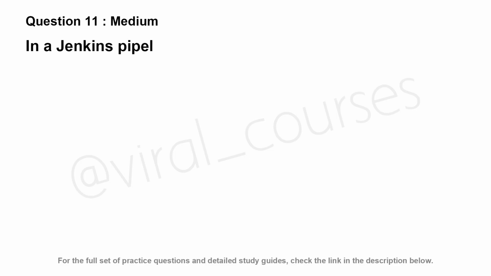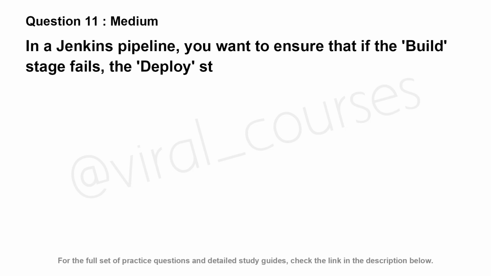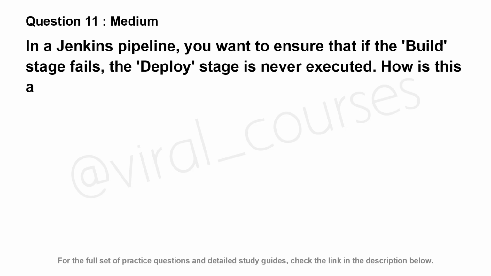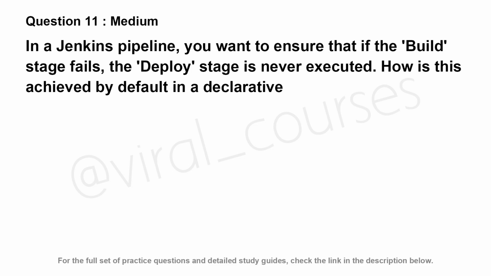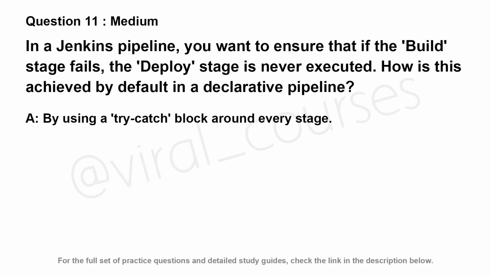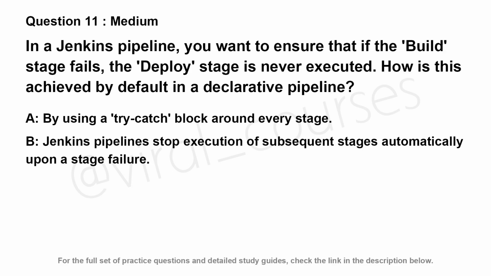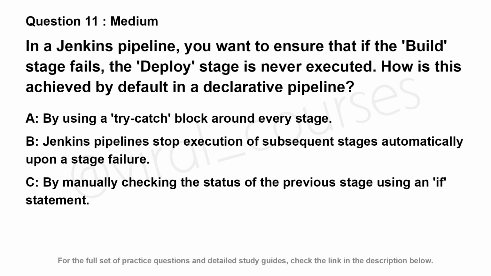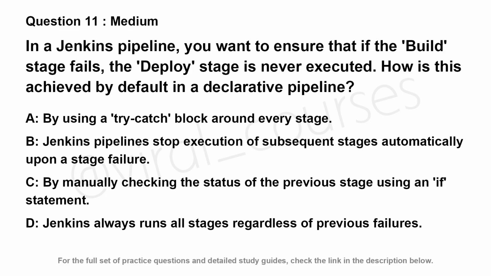In a Jenkins pipeline, you want to ensure that if the build stage fails, the deploy stage is never executed. How is this achieved by default in a declarative pipeline? Option A. By using a try-catch block around every stage. Option B. Jenkins pipelines stop execution of subsequent stages automatically upon a stage failure. Option C. By manually checking the status of the previous stage using an if statement. Option D. Jenkins always runs all stages regardless of previous failures.